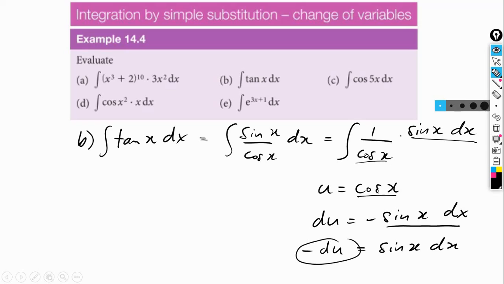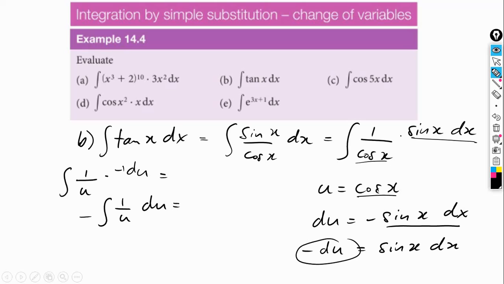So it's going to be the integral of 1 over cosine, but we're going to write it as 1 over u times the substitution for sine of x dx, which would be minus du. But this is just like multiplying by -1, right? So we could rewrite this as negative integral of 1 over u du. And this is a simple integration, which is just going to be negative natural logarithm of the absolute value of u plus c. So now we can substitute back because we said that u is cosine of x. So we can rewrite this as equal to minus natural logarithm of the absolute value of cosine of x plus c.